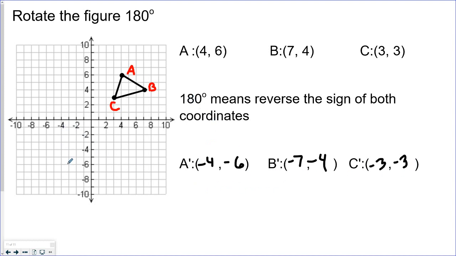So -4, -6, there's A prime. -7, -4, there's B prime. And -3, -3, there's C prime. And again, if I anchor this point right here, that's a 180 degree rotation to my new point. And it doesn't matter if I do 180 degrees this way or that way, it's still going to end up at the same spot. So all you do is you swap the signs of all your coordinates.